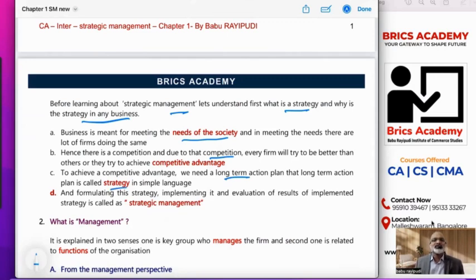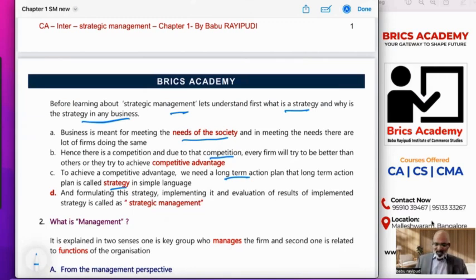Simple points I have used, you see. And what is strategic management? Formulating, implementing, and evaluation of strategy is called strategic management. So the chapter title and subject title are explained clearly. What is a strategy? A long-term action plan that helps us in achieving competitive advantage. What is strategic management? Formulation, implementation, and evaluation of strategy. Is my point clear? Okay.